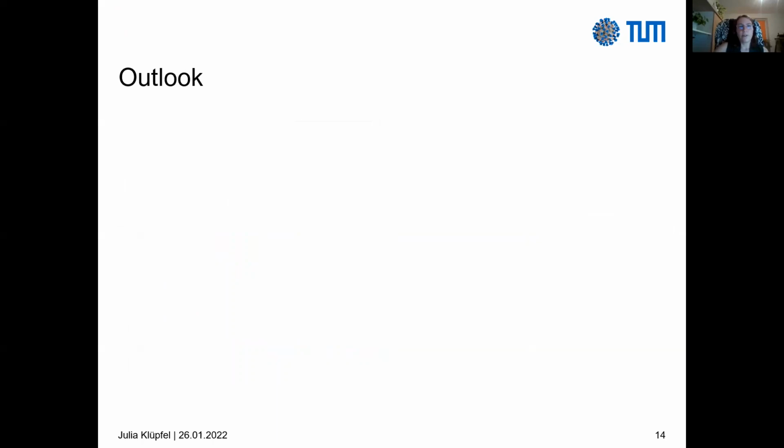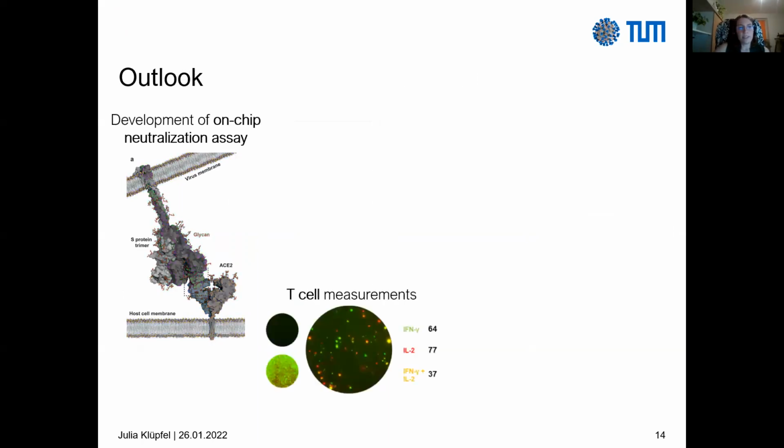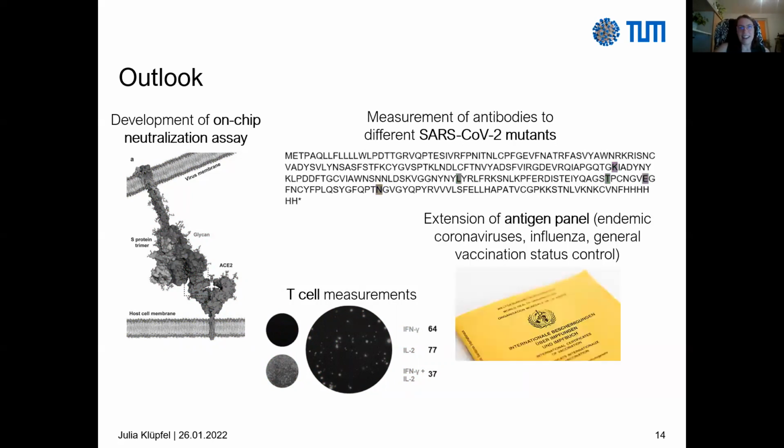I just want to give a short outlook on what we want to do in the upcoming months, or more like the upcoming years. So we are planning to do on-chip neutralization assays because neutralizing antibodies are even more important than the total antibody count. We want to do T-cell measurements on our chip. And we are currently already working on the measurements of antibodies to different SARS-CoV-2 mutants. So here Tina again helped us by providing MS measurements of these mutants, and we still have to do a bit of purification there. And then last but not least, we are planning to extend the antigen panel to endemic coronaviruses, influenza, and in the future possibly to a general vaccination status control.